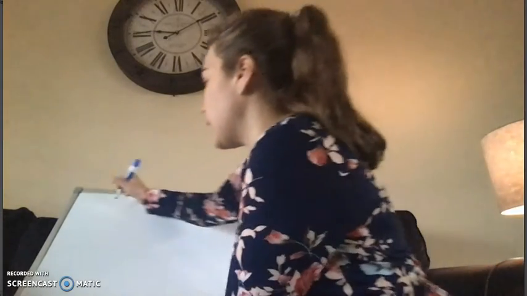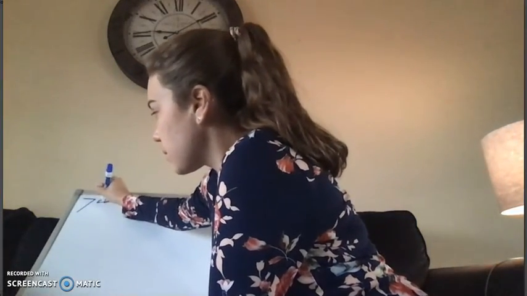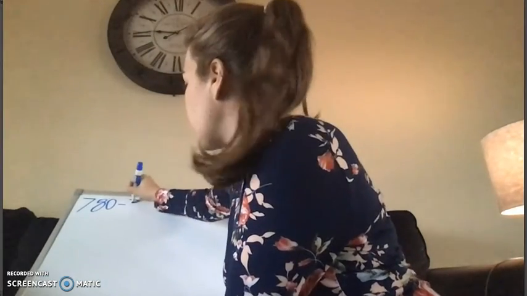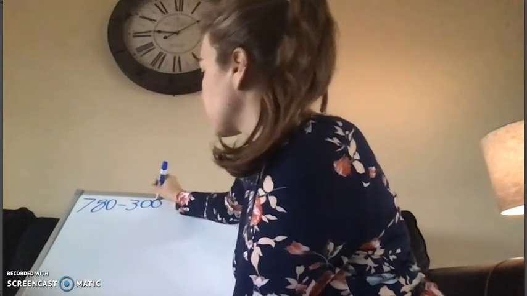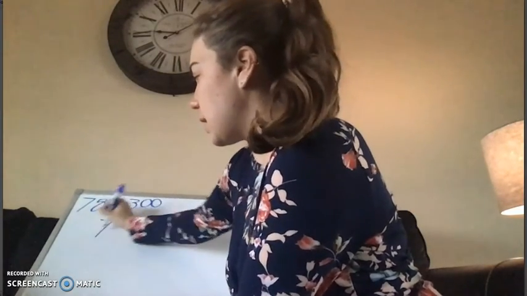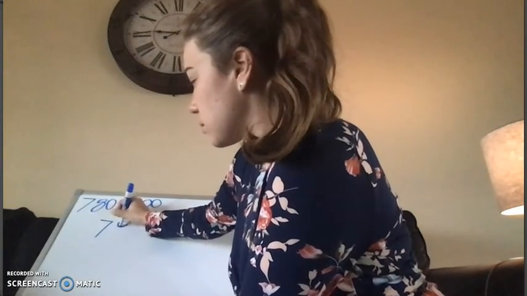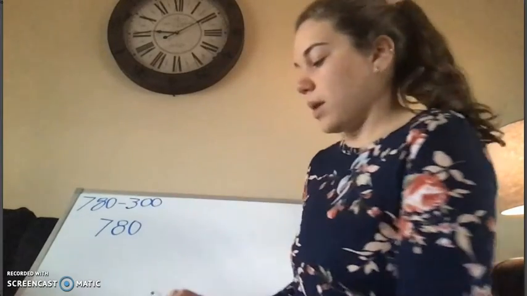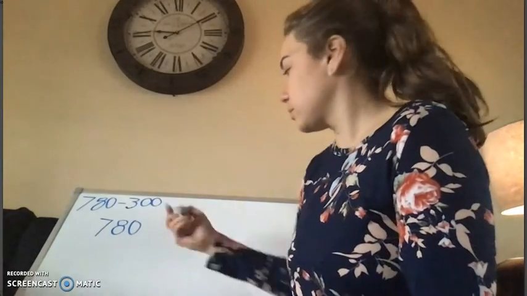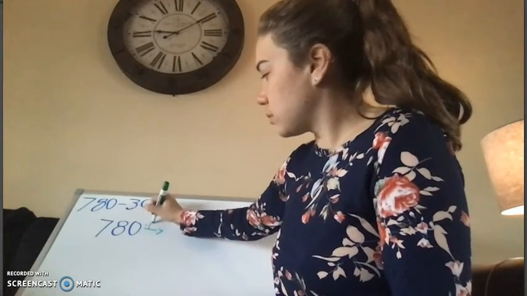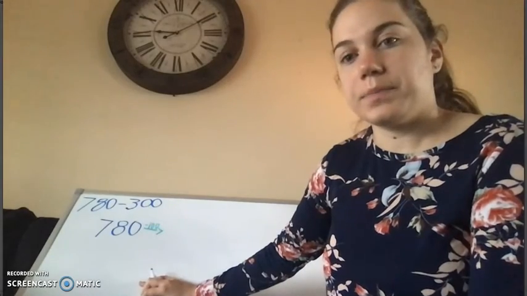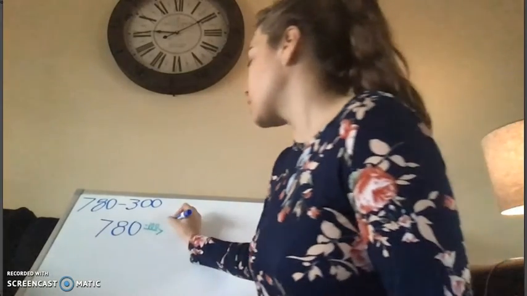So our first one is 780 minus 300. So if we start at 780, we could start by taking away 100. So if we take away 100, what is our new answer? Good, 680.